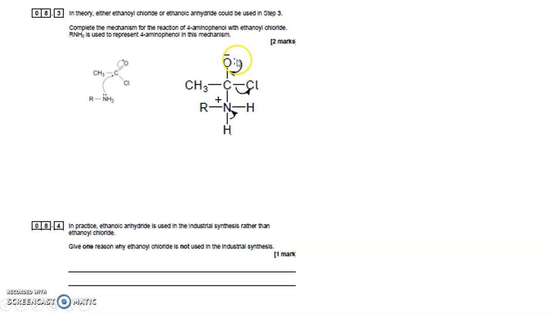The lone pair of electrons, remember an arrow can only come from a lone pair or a single bond, double bond or a ring. There's only 4 places it can come from. It can't come from that minus. If you draw an arrow from that minus you'll get it wrong. It's coming from the lone pair and reforming this double bond.